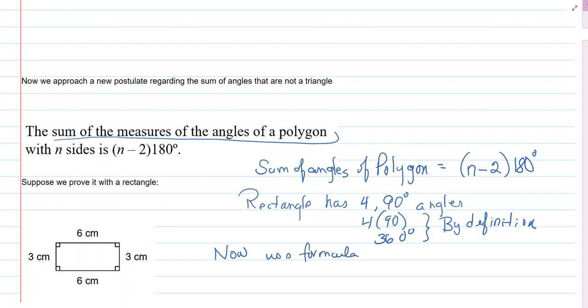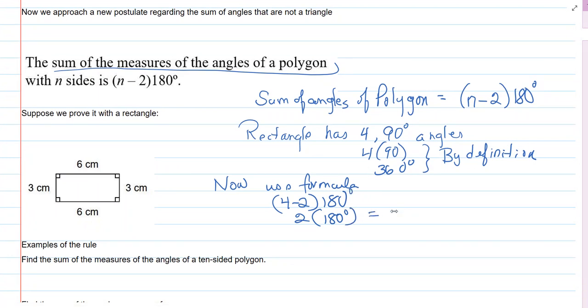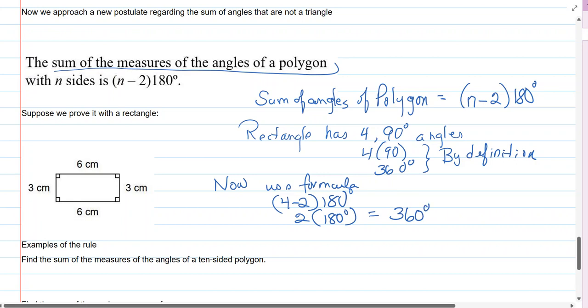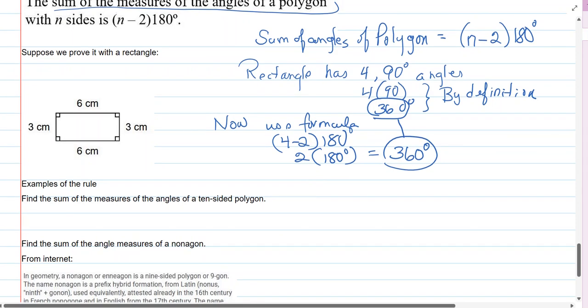Okay, a rectangle has 4 sides, so it is 4 minus 2, times the 180. So this is 2 times the 180 degrees, and that gives us 360 degrees. So we can see that that formula is good. Now, an example of the rule.